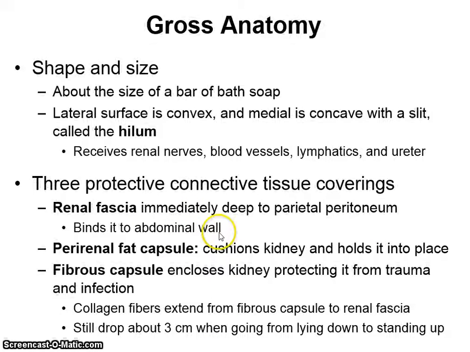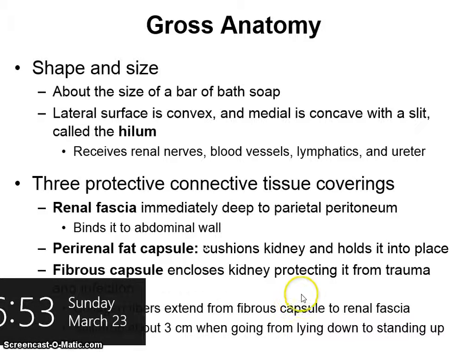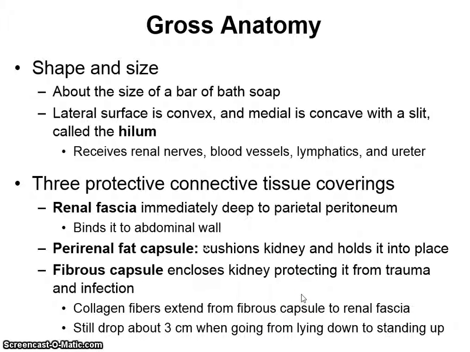It binds it to the abdominal wall. So the fascia is going to be the outermost covering, followed by the perineal fat, that's going to cushion the kidney and hold it into place. And then we have the fibrous capsule, which is going to be enclosing the kidney and protecting it from trauma and infection. Collagen fibers extend from the fibrous capsule to the renal fascia.